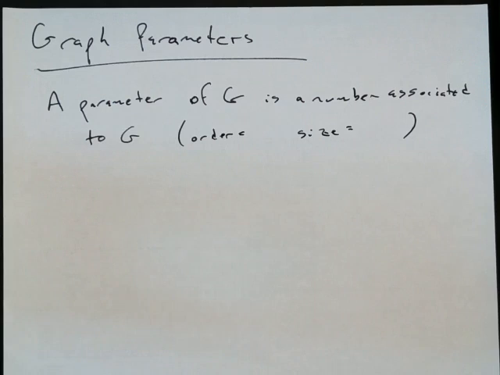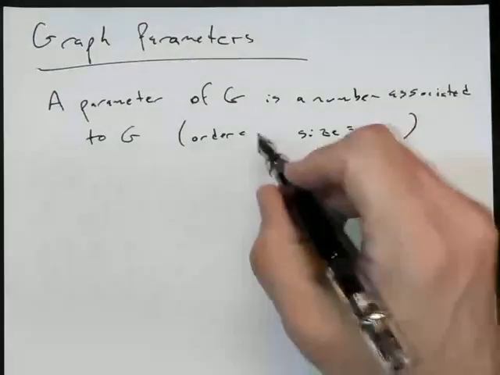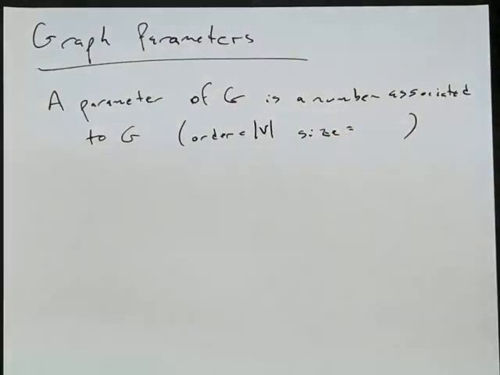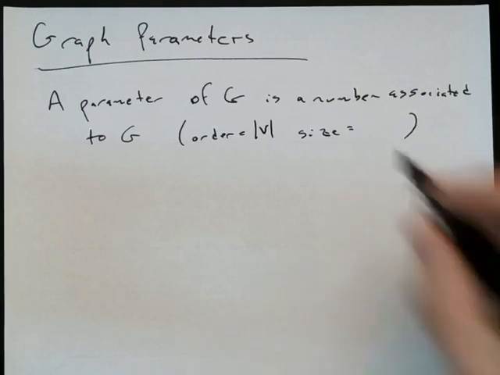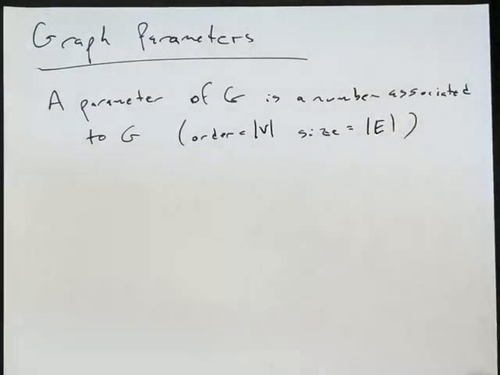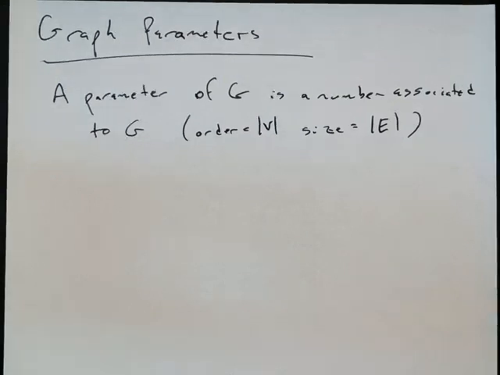What's the order of a graph? Number of vertices. Size? Number of edges. Great. These really problematically only describe the gross structure of the whole graph. They don't really give me very much in the way of fine detail. So I'd like to start expanding my collection of parameters.